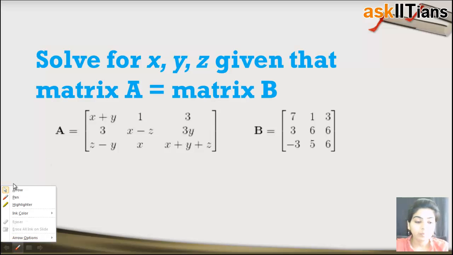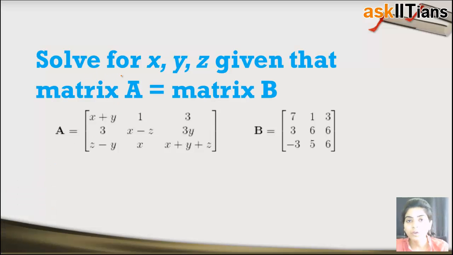Okay, now I have an example. Solve for x, y, z given that matrix A is equal to matrix B. So I have a matrix A. Let me write its order, 3 rows, 3 columns, so the order is 3 cross 3. Next, a matrix B, again 3 rows, 3 columns, same order, so I can perform the operation whether it is addition or subtraction. Now I have been given that A is equal to B. What does that mean? This simply means that the corresponding elements would be equal.